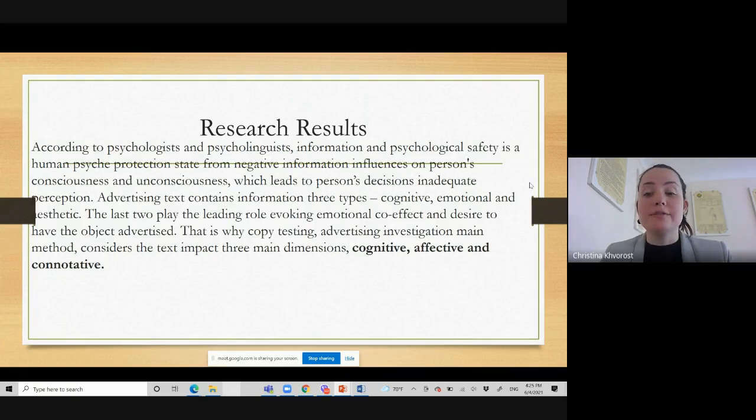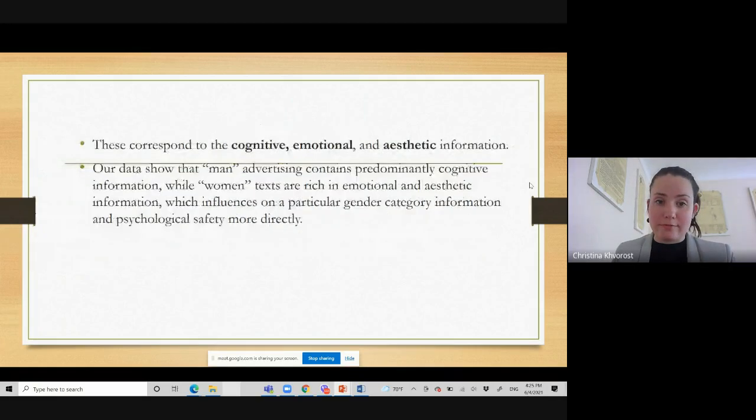That is why the copy testing and advertising investigation method considers the text impact in three dimensions: cognitive, affective, and connotative. So this corresponds to cognitive, emotional, and aesthetic information. Our data show that men's advertising contains predominantly cognitive information, while women's texts are richer in emotional and aesthetic information, which influences the particular gender category's information and psychological safety more directly.